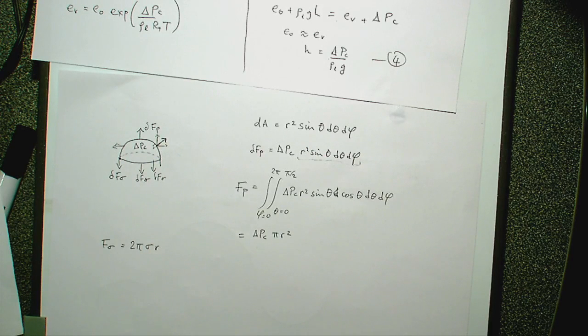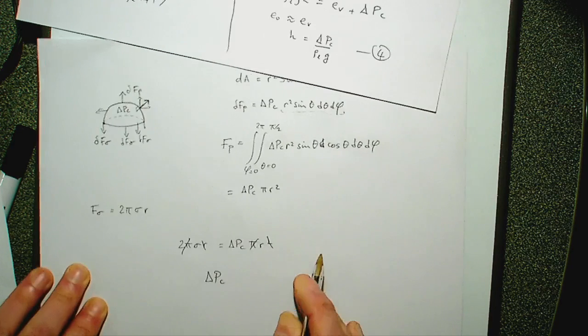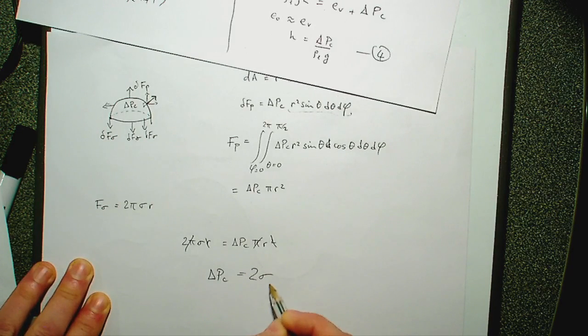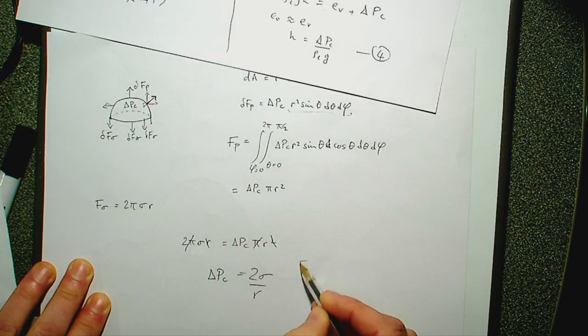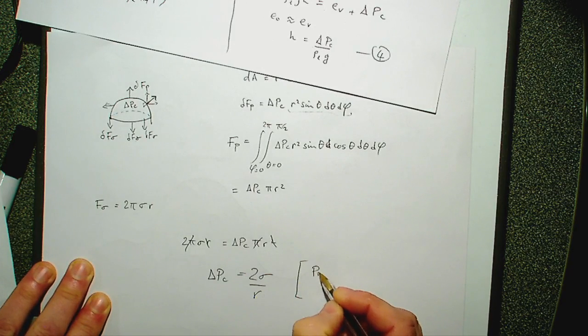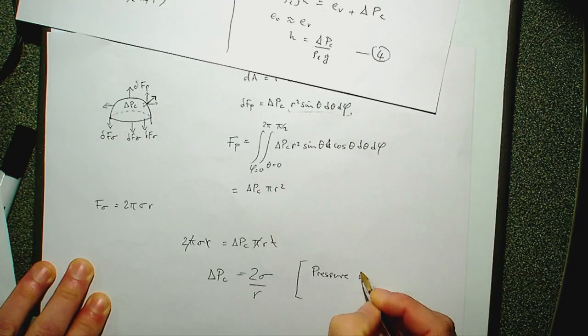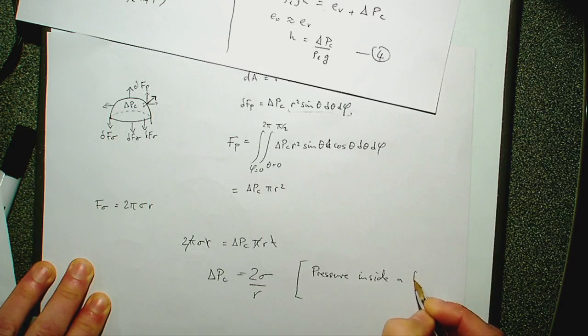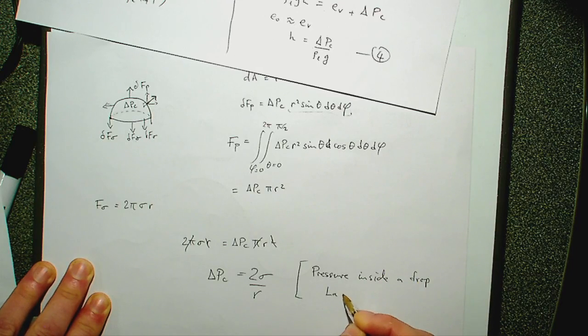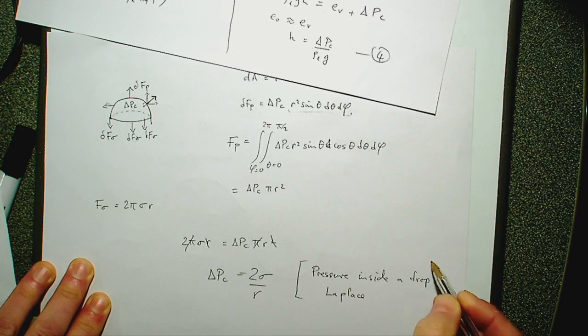And if we equate those two forces, we find 2 pi sigma r equals delta Pc pi r squared. One of the r's cancels, one of the pi's cancels, and we're left with the Laplace pressure, delta Pc, equals 2 sigma over r. So that's known as the pressure inside a drop, or Laplace pressure. Laplace was the first to derive that formulation.